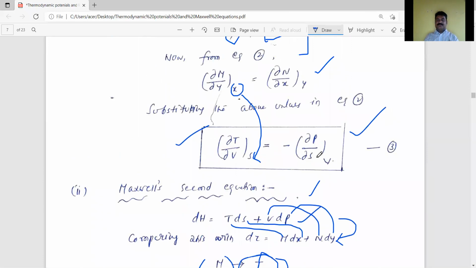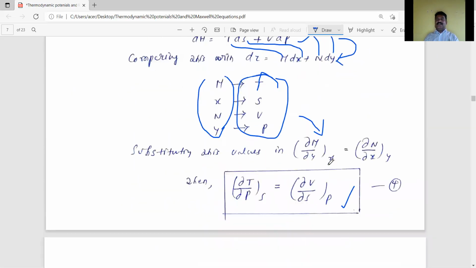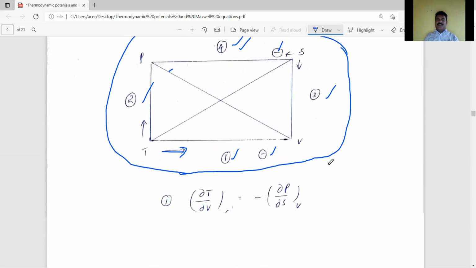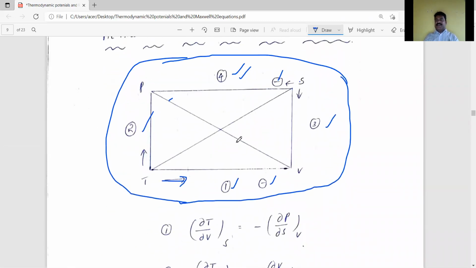You see, dou T by dou V at S equal to minus dou P by dou S at V. So, one can remember the Maxwell's equations very easily by this technique. Now, we can write the Maxwell's second equation very easily. In order to write the Maxwell's second equation, you go to the number two side. Here, the arrow mark is in this direction. So, dou T by dou P.